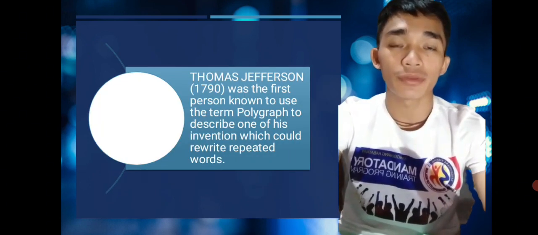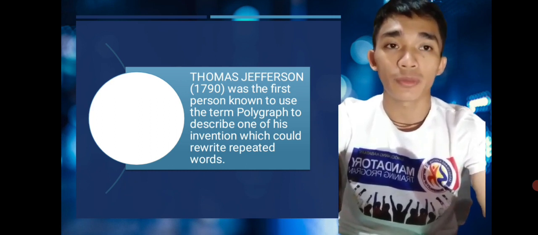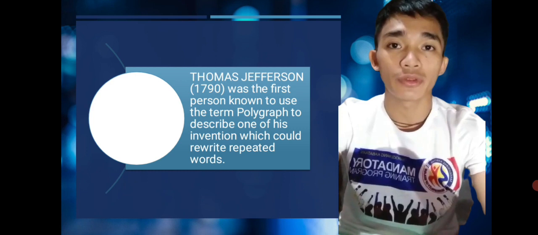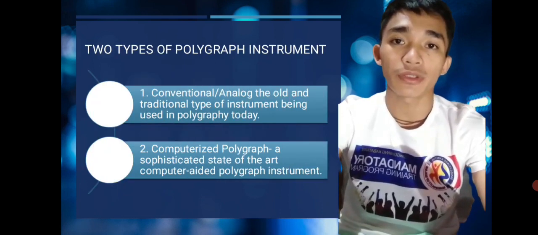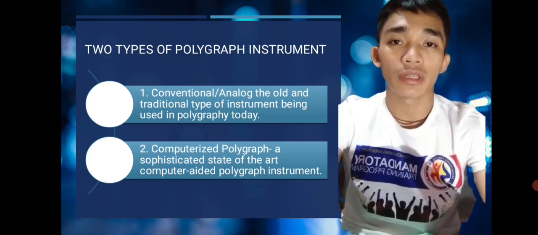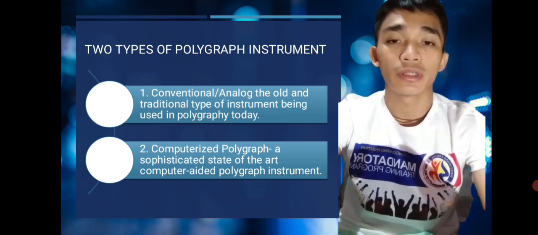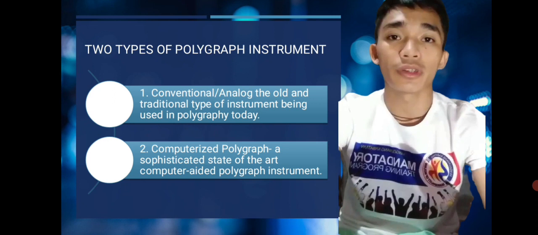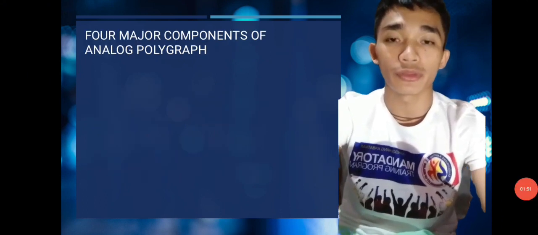Thomas Jefferson, in 1790, was the first person to use the term polygraph to describe one of his inventions, which could rewrite or repeat words. Two types of polygraph instrument: conventional or analog, the old and traditional type of instrument being used in polygraph today. The second is computerized polygraph, a sophisticated, state-of-the-art computer-aided polygraph instrument.